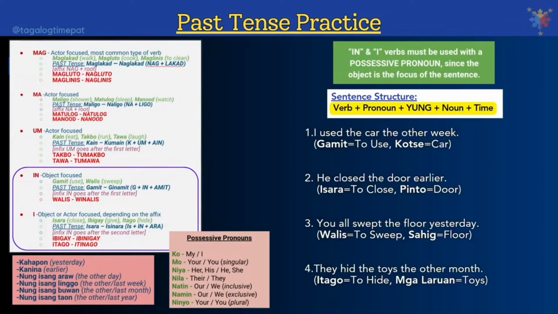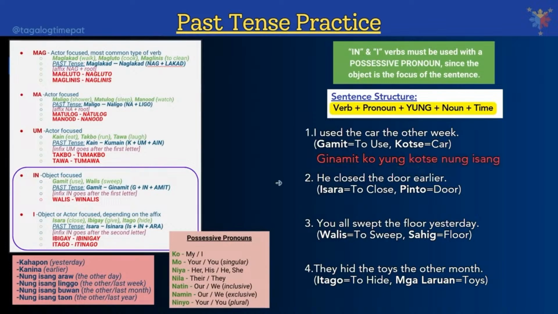So number 1, I used the car the other week. And I gave you some hints. Gamit means to use. Coche means car. So let's do this one together. So the sentence structure is verb plus pronoun. So it would be ginamit. That is the past tense conjugation of gamit. Remember, for in verbs, the infix in goes after the first letter. So ginamit. Then it's the pronoun ko, which is the possessive pronoun I. Then it's the word yung, which means the.